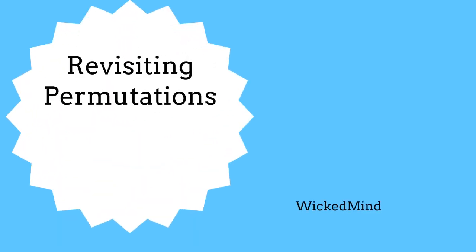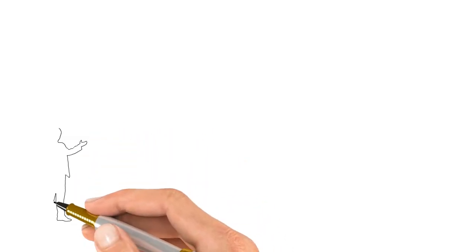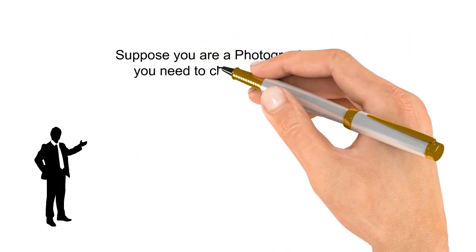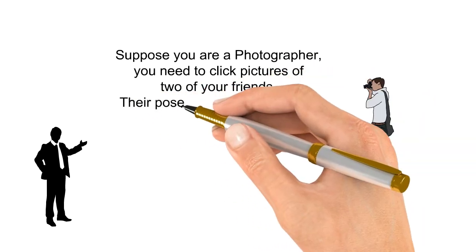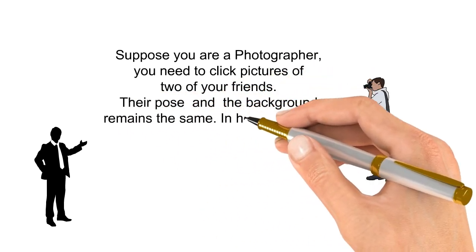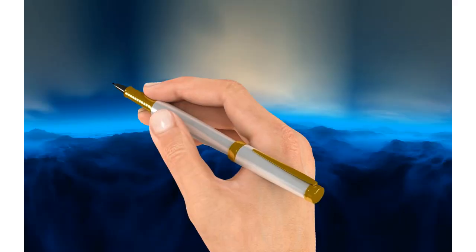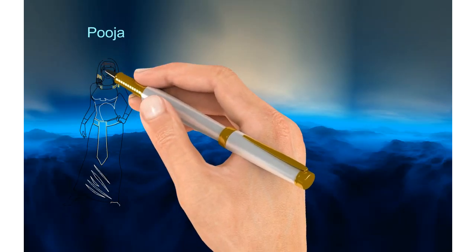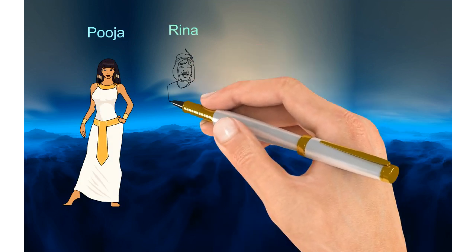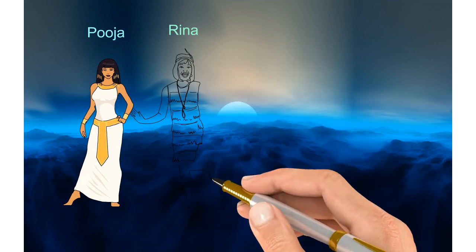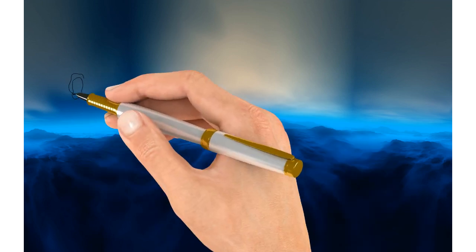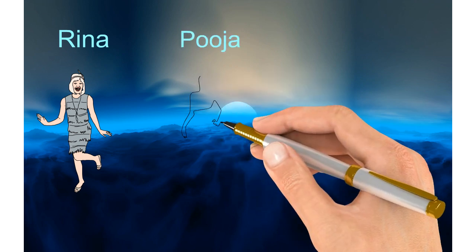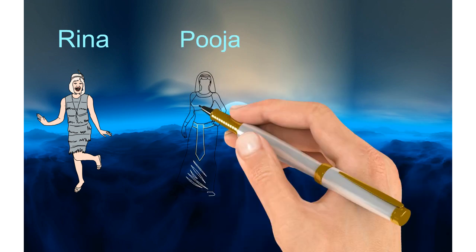Revisiting permutations. Suppose you are a photographer and you need to click pictures of two of your friends, namely Pooja and Reena, such that their pose and background remains the same. In how many ways can you do it? The first way is Pooja is in the first place and Reena is in the second place. The other way is Reena can be in the first place and Pooja is in the second place. So in total there are two ways.